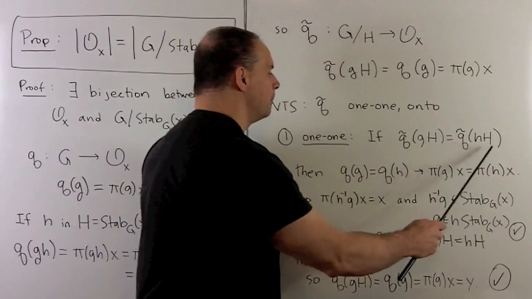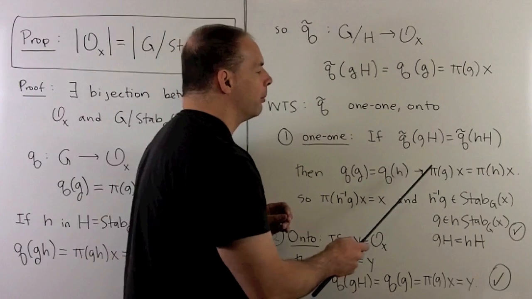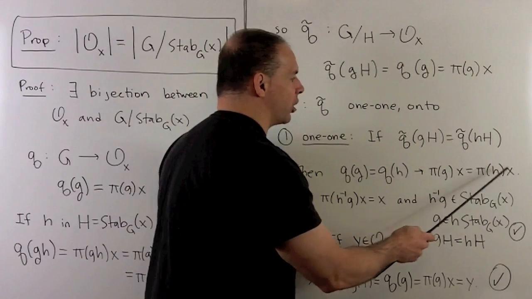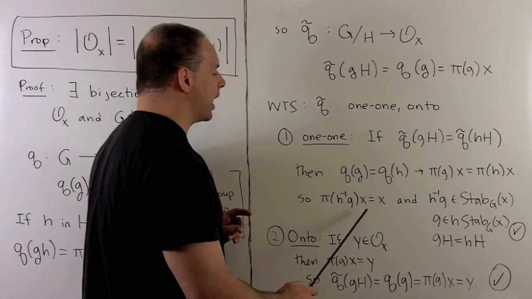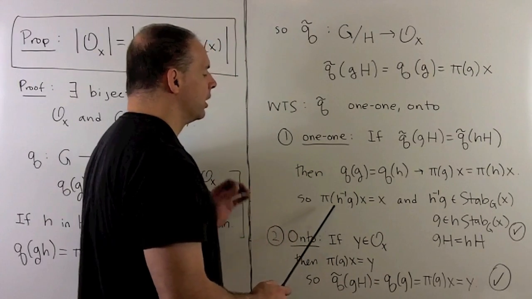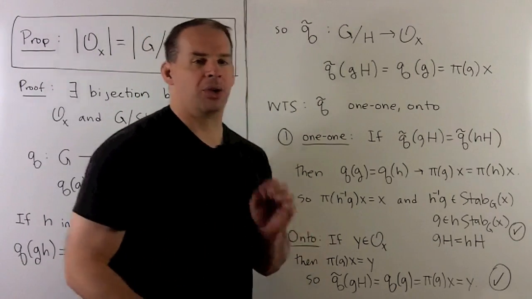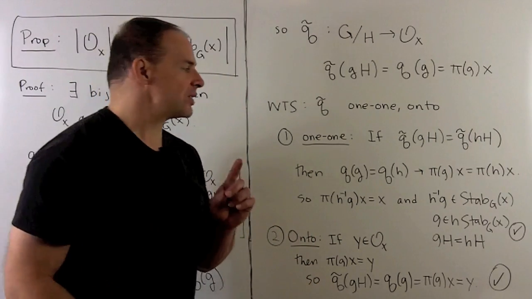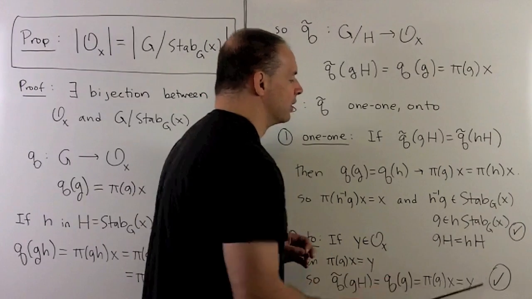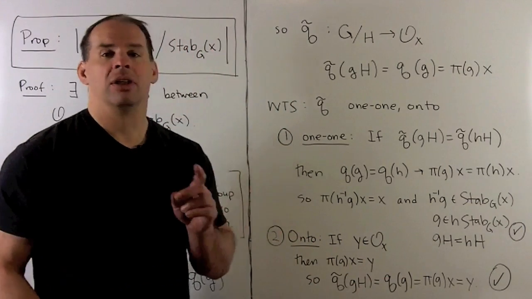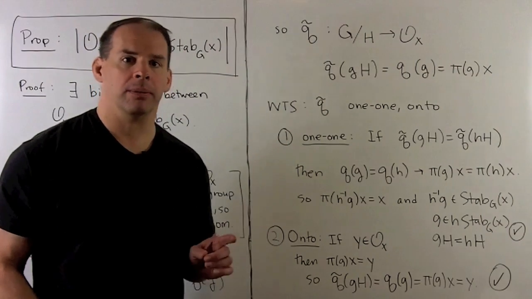So by definition, I have Q of G equals Q of H, or pi of G on X equals pi of H on X. I could push pi of H to the other side, put everything under 1 pi. So we have that pi of H inverse G on X is equal to X. So H inverse G is in the stabilizer of X, which says that G is in H stabilizer of X. So that means the coset GH is equal to the coset HH, and we have 1-to-1.